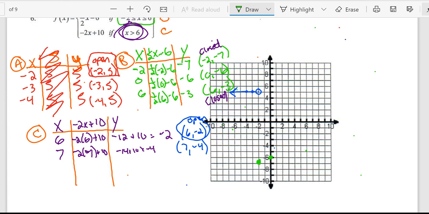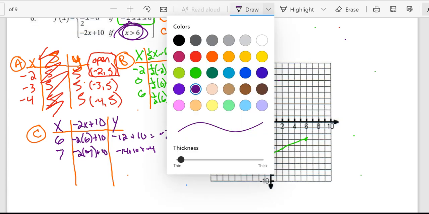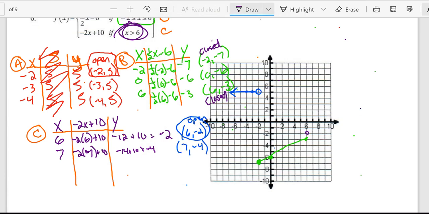Was that closed? Yes, it was. Oh, sorry, I don't know what I was plotting. That should have been 6, negative 3, and then we would have this line. And then the last one is 6, negative 2. And then we have 7, negative 4. And it should go like this.